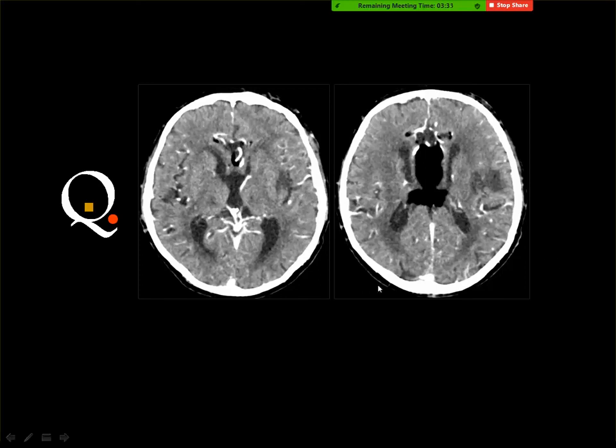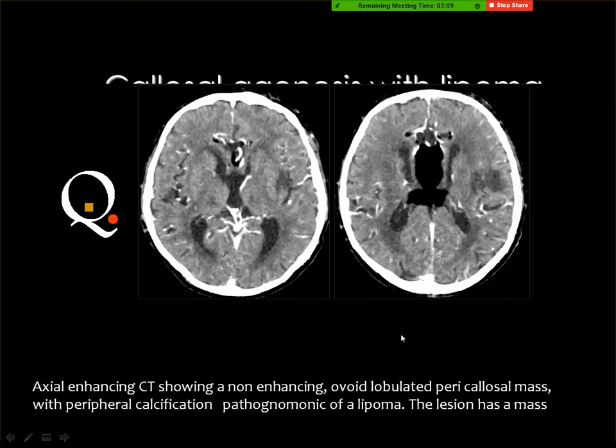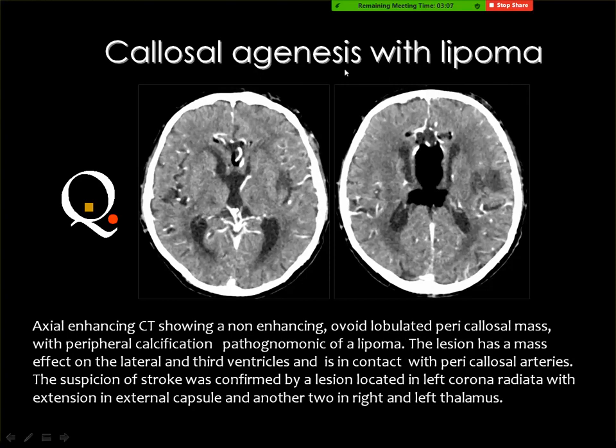Yes, and this is CT scan with contrast, and you see the ventricles are separated from each other, meaning that the corpus callosum is present, and you got a very jet black lesion in the corpus callosum, and this is fat, meaning that there is agenesis of the corpus callosum associated with lipoma as well. Then this is callosal agenesis with lipoma.